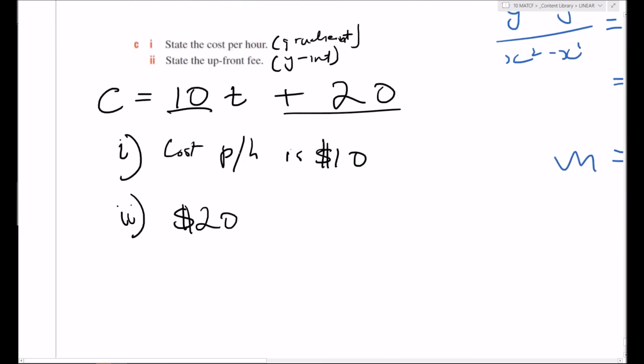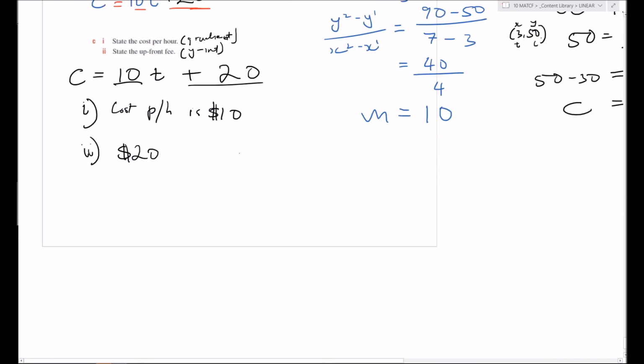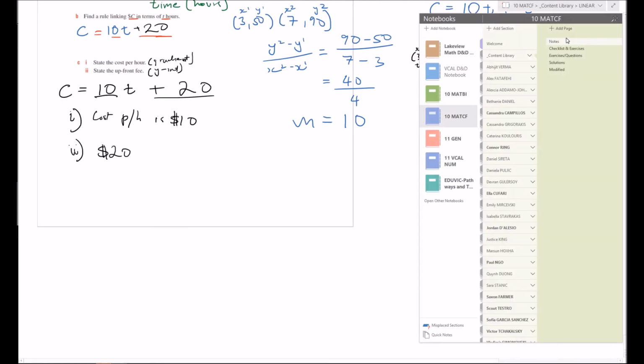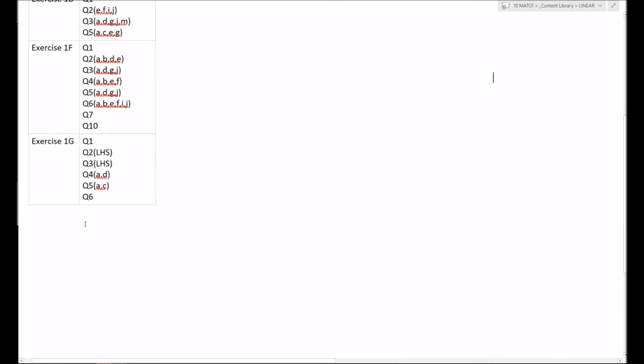Okay, and that's basically it for this lesson and basically for all of linear. So all you have to do now, guys, final chapter of work that you need to do is chapter 1G. Questions are there in your checklist. 1G. Thank you.